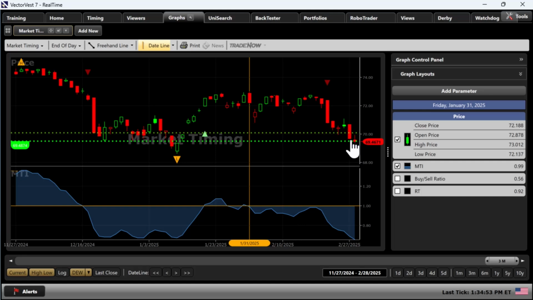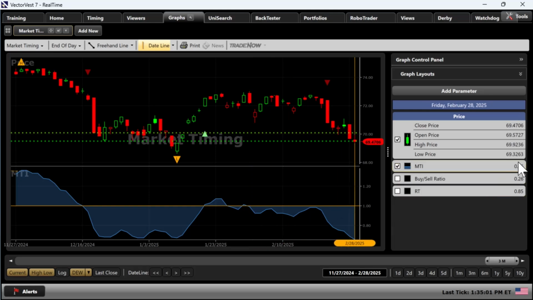We can see price action of the VectorVest composite. Here's my levels of support here. We can see almost a break in that level of support. And if we take a look at MTI coming in at 0.66 currently right now, thus it's telling me that the market's looking for a bottom, but yet the bottom is not quite in.